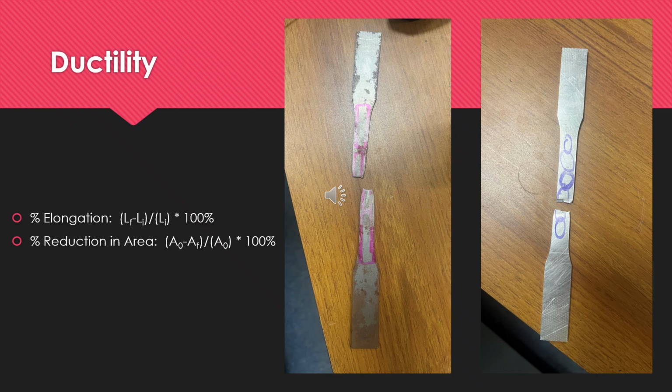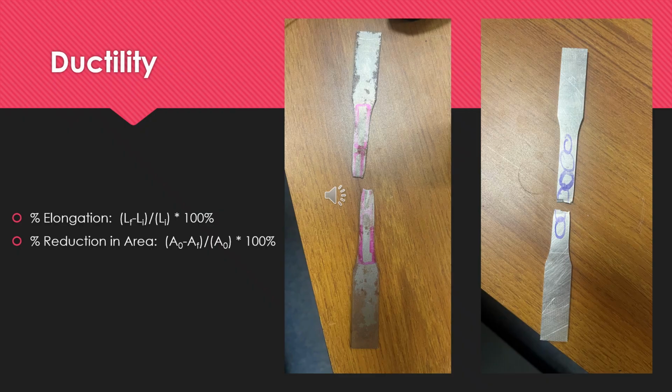Ductility is the ability for a material to undergo plastic deformation. A material with a high ductility will be able to stretch a lot before it fractures. As you can see in the two pictures, the first one being steel, it stretched a very large amount before it fractured, showing that it has a very high ductility.